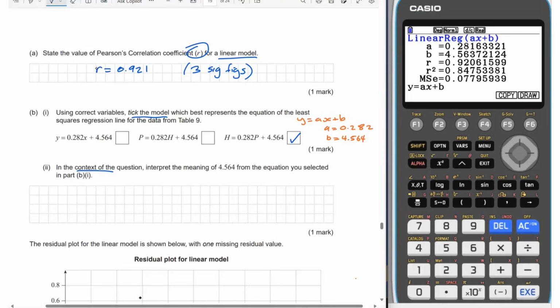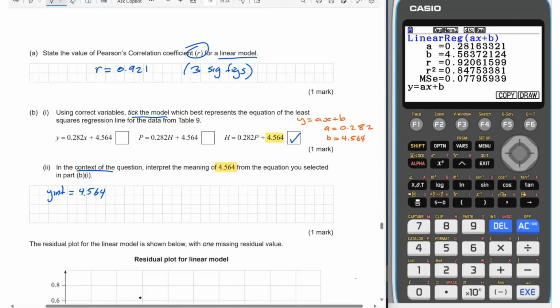And it's asking us, now that we've selected one of the 3 models above, to interpret what the 4.564 means in the context of the question. Now, the 4.564 is the y-intercept, but just saying that it's the y-intercept is not the context.